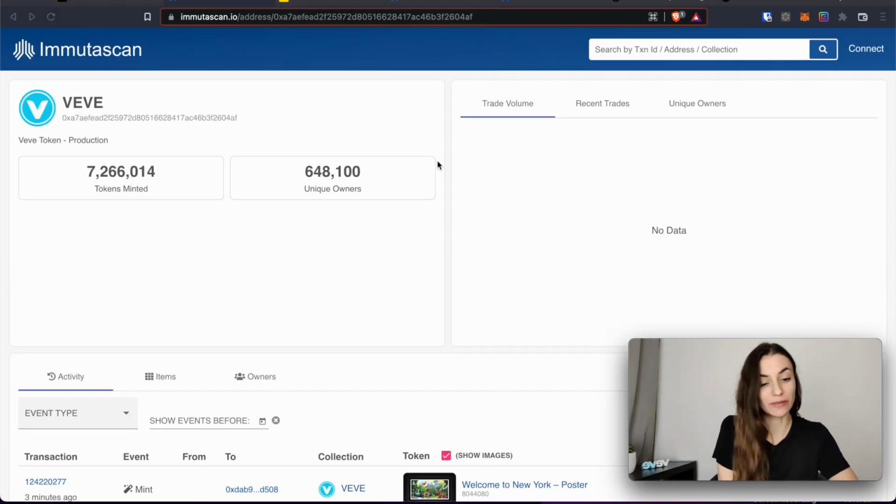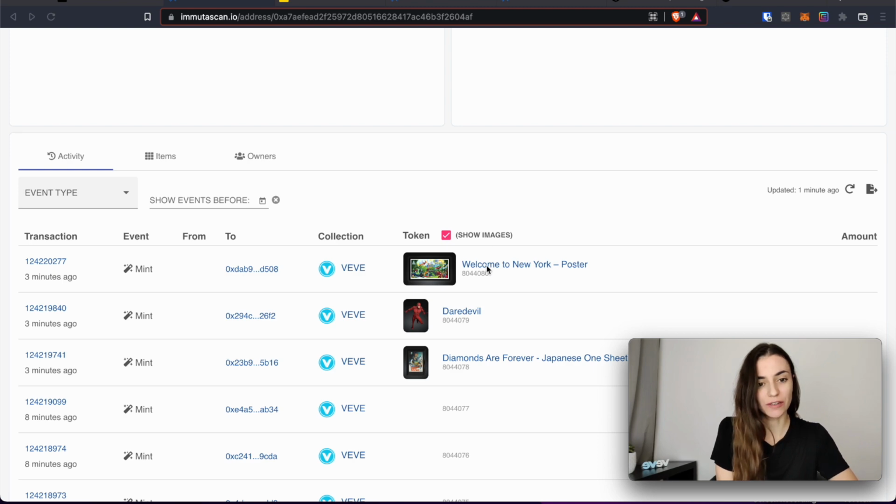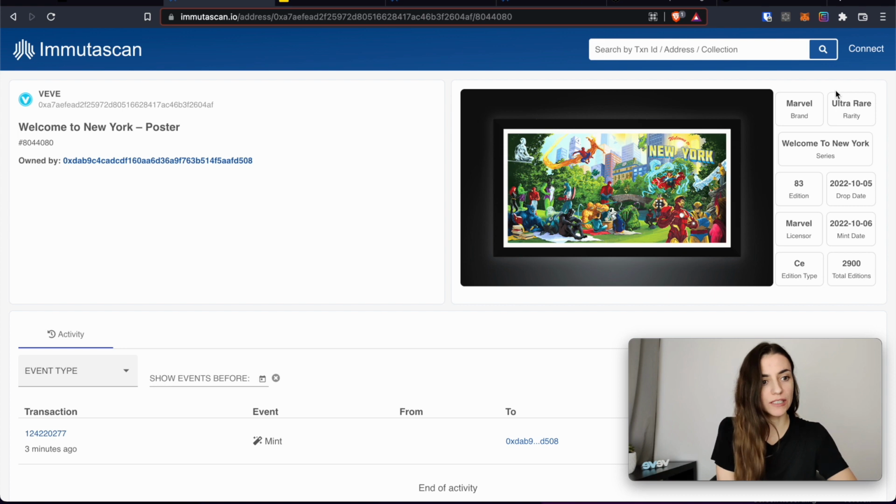So let's have a look at what this metadata actually looks like. If we choose one of the collectibles, let's just choose the poster here, we can already see the metadata. We have the brand, the rarity, the series, the edition, which is the mint number. Then we have the drop date and the mint date. So this is quite interesting as well. We have the licensor, we have the edition type, in this case it's the con exclusive, and the total editions of that series.